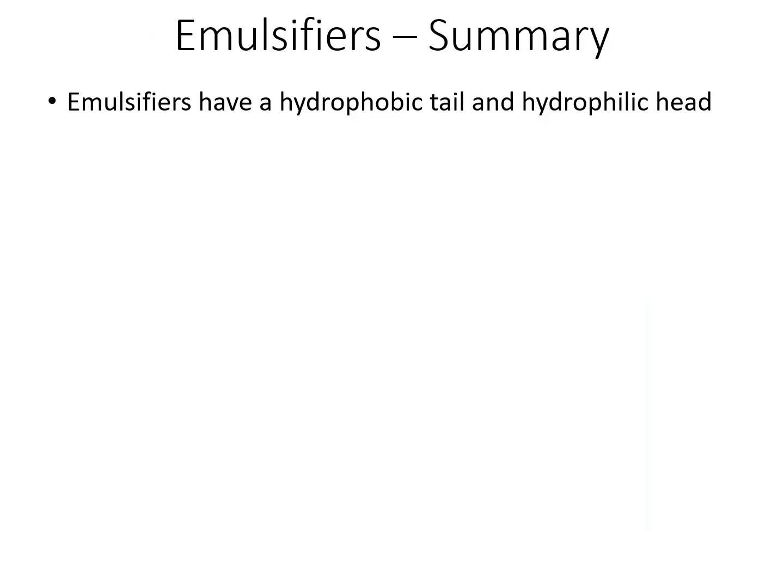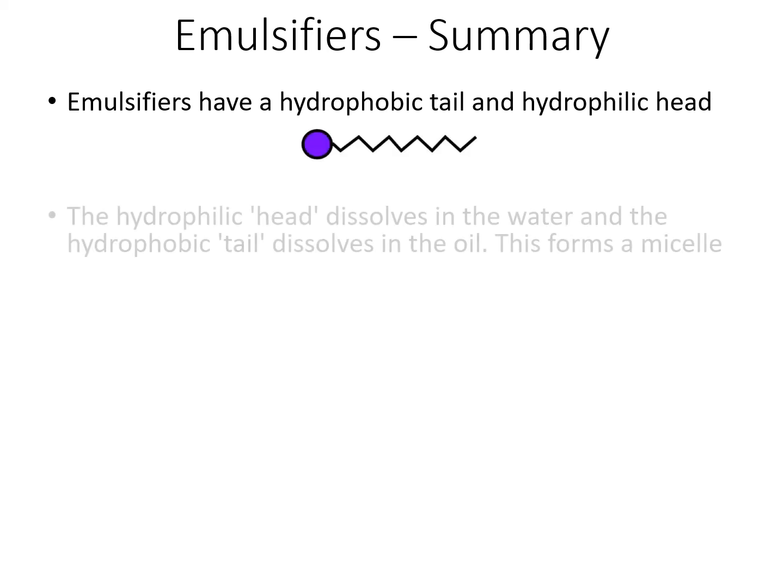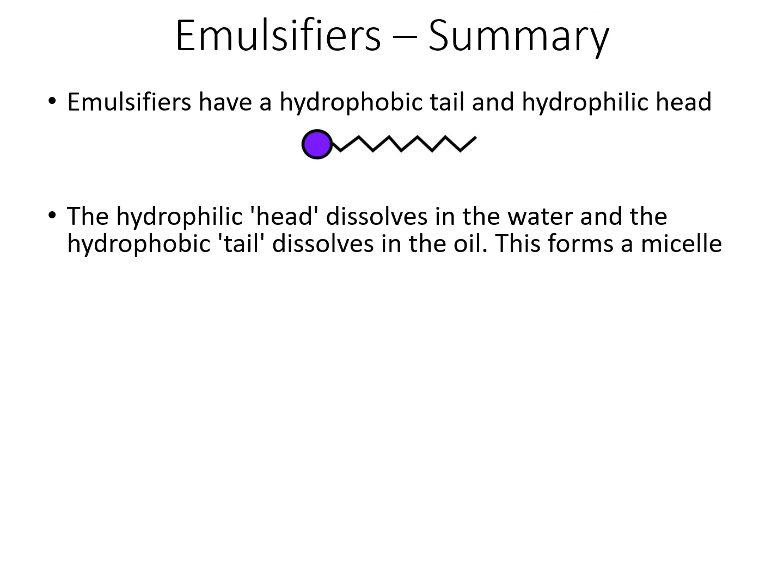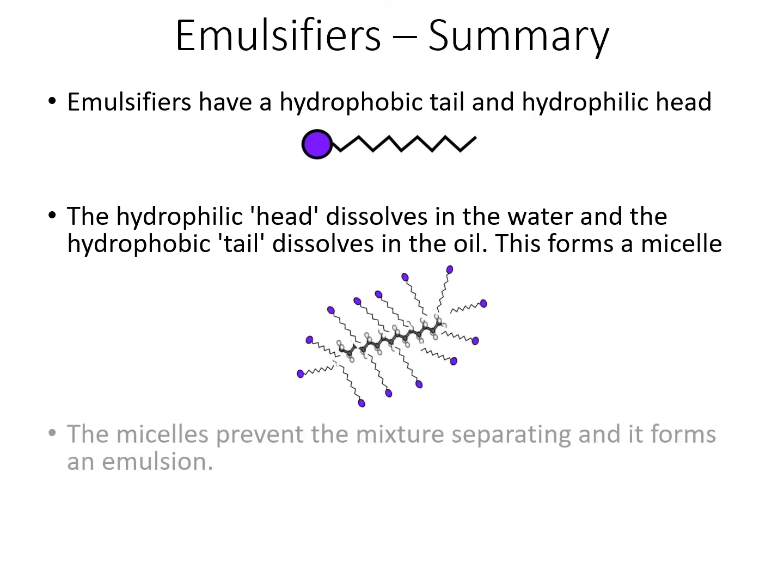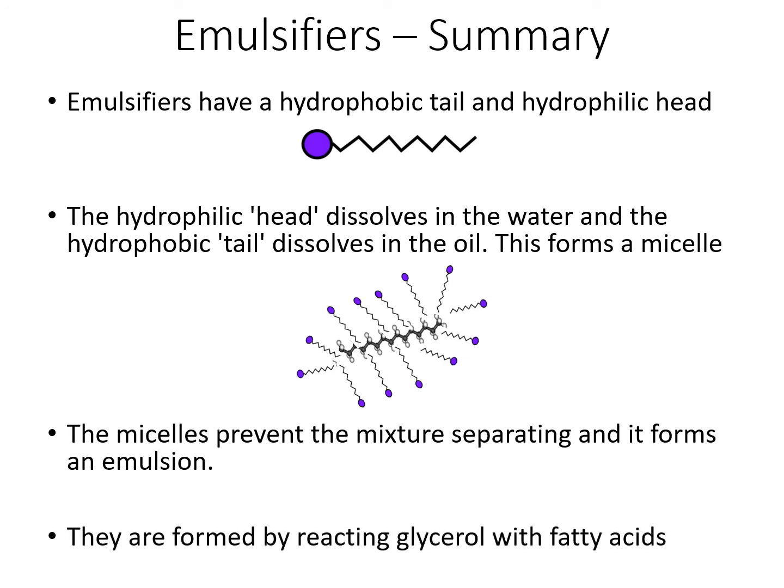So a summary: emulsifiers have a hydrophobic tail and a hydrophilic head, so a non-polar tail and a polar head. The hydrophilic head dissolves in the water and the hydrophobic tail dissolves in the oil. This forms our micelle, like so. The micelles will then prevent the mixture separating and it forms an emulsion. And we form emulsifiers by reacting glycerol with fatty acids in a condensation reaction. So let's do a few past paper questions.